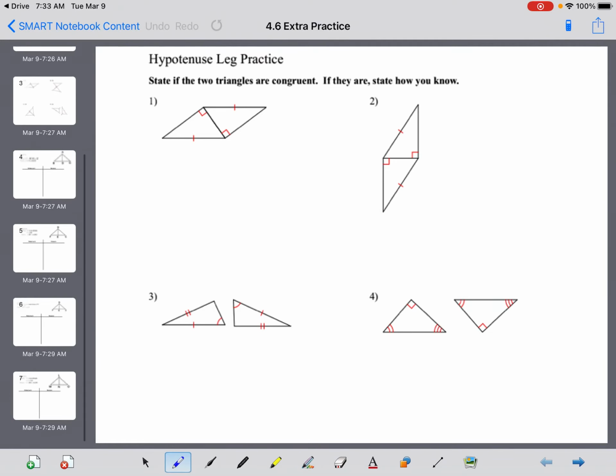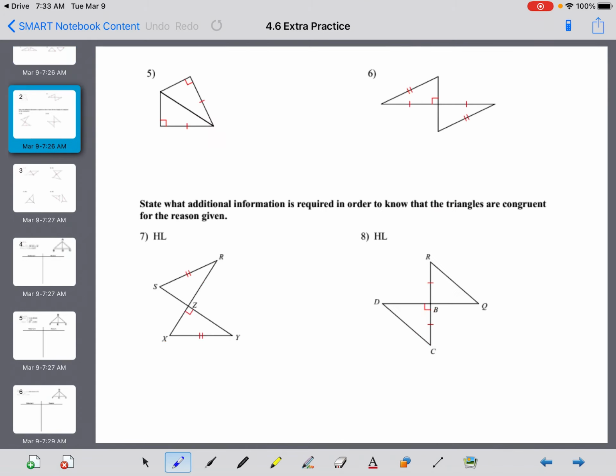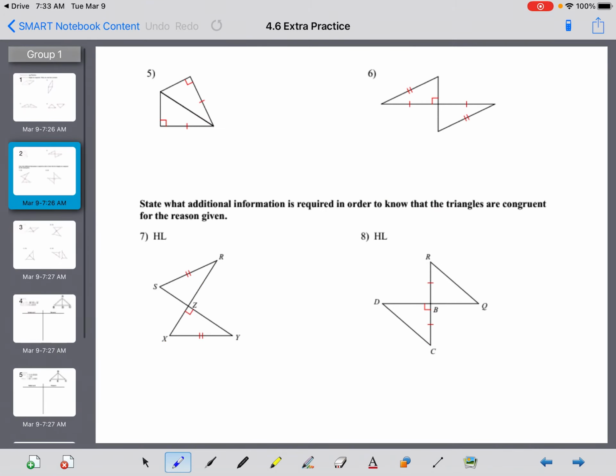All right, everyone, this is 4.6 extra practice. I'm going to show you one example from each and then complete the rest on your own. Okay, you got 3 sections.